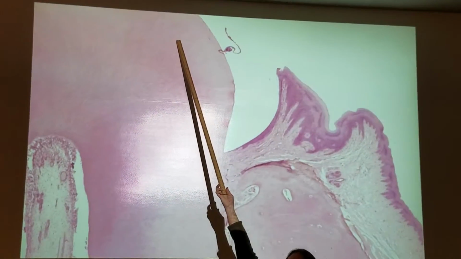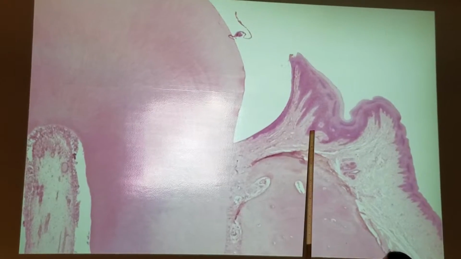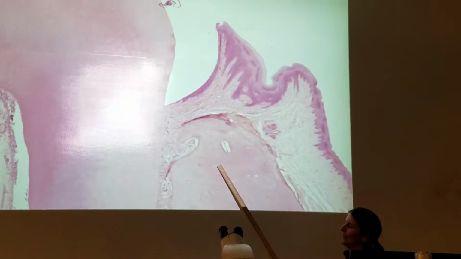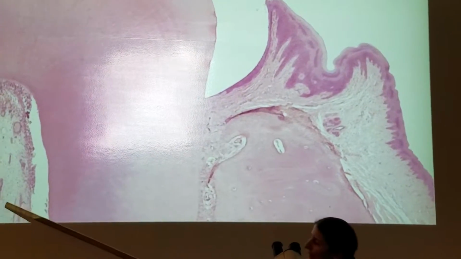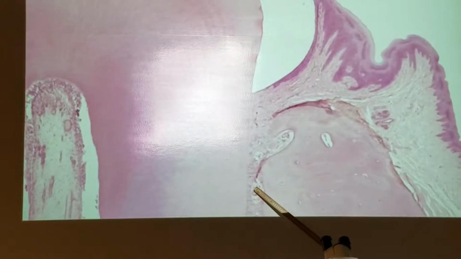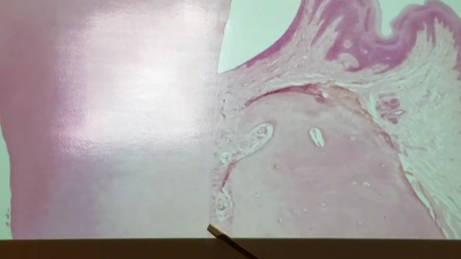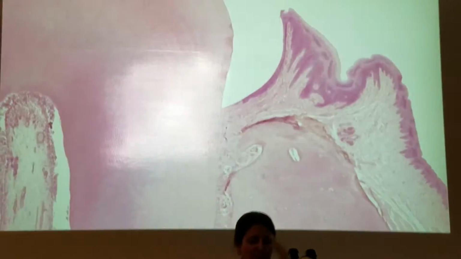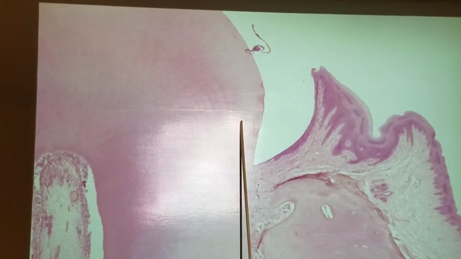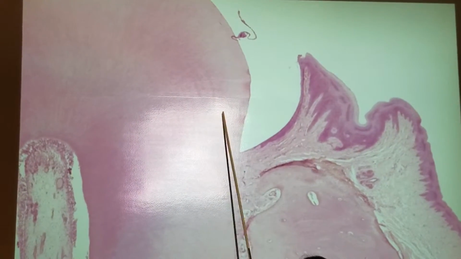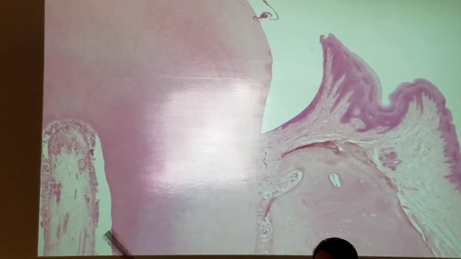The crown. Gingiva. Alveolar bone. Pulp cavity. Dentin. Ligament. Right here, cementum. What is the whole thing? A tooth. Area? Neck. Area? Root.